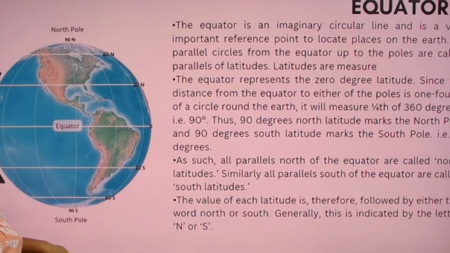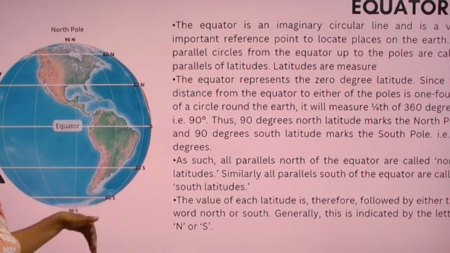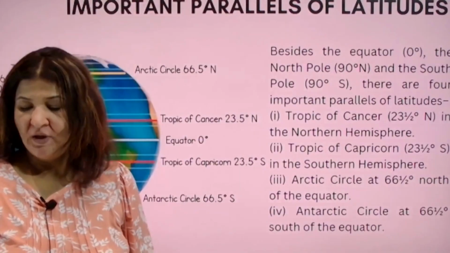Total how many latitudes are there? 180. So 90 in the northern hemisphere and 90 in the southern hemisphere, correct? So let's move to the next.